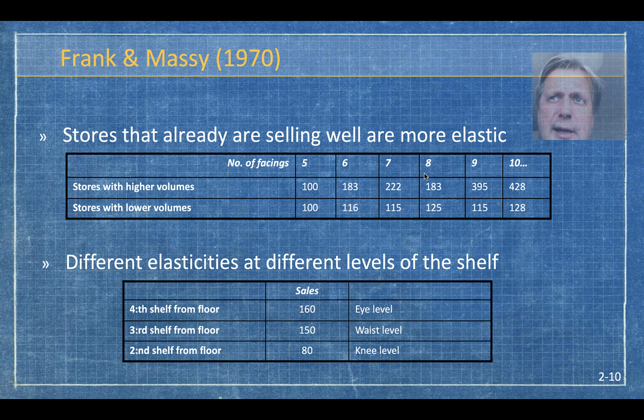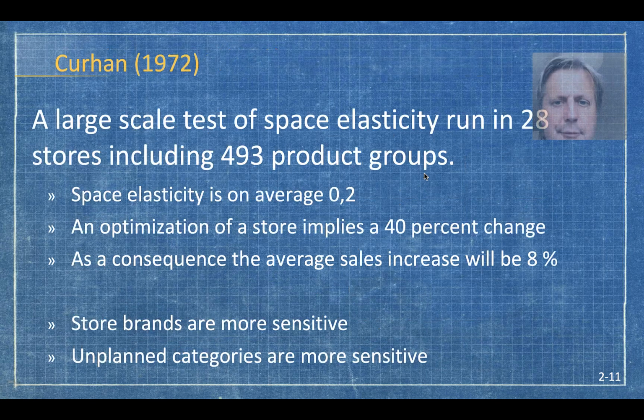They also showed that the height, the shelf level, is important for space elasticity. So at eye level, space elasticity is much greater than, for instance, at the lower levels of the shelf.